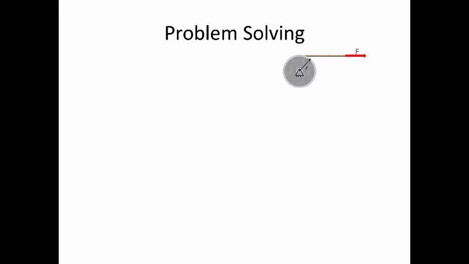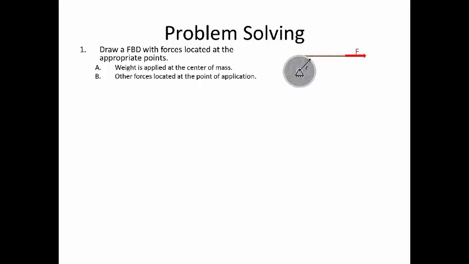Let's look at how we solve these kinds of problems. Here we've got a pulley that's pinned at the middle, has a radius of r, and has a rope wrapped around it with a force F applied. The first step is similar to what we did for particle kinetics. We're going to draw a free body diagram with the forces located at the appropriate points. Weight is always applied at the center of mass, and the other forces are located at the point of application.